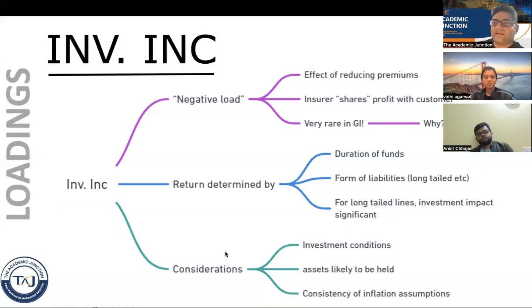There was effectively a rev share between the customer and the insurer, right? But more often than not, it does not happen. It's very rare in GI. And why do you think it's rare in GI? It's a very interesting market-related question. Why do you think it's very rare in GI, at least in the Indian context? Why is investment income never shared with the customers?